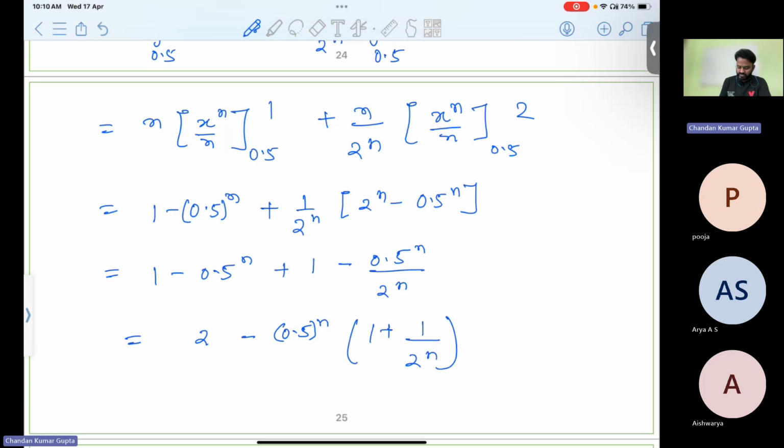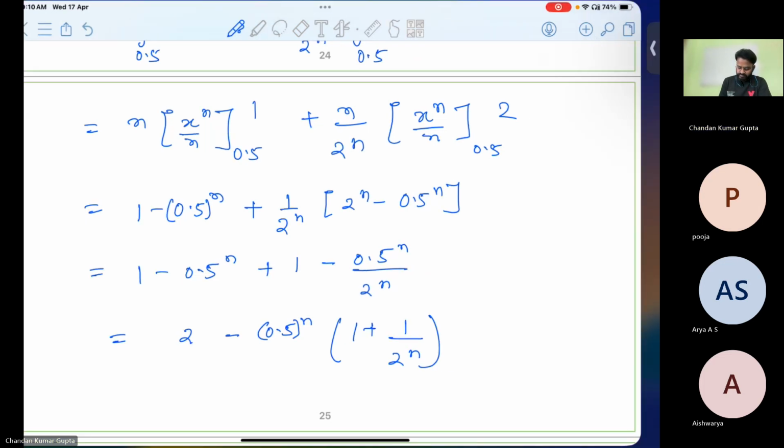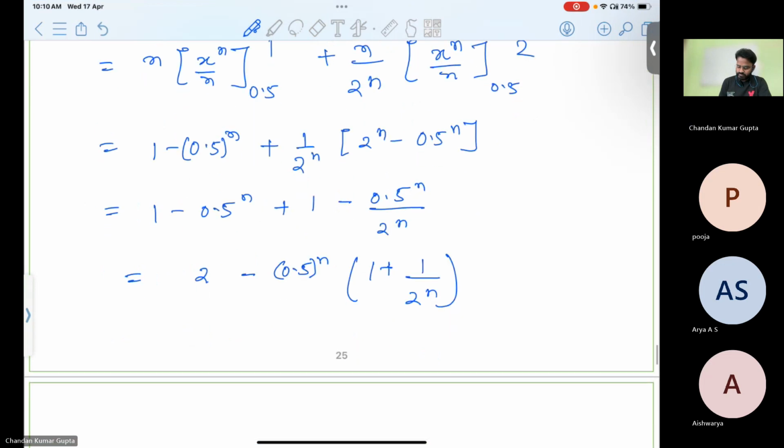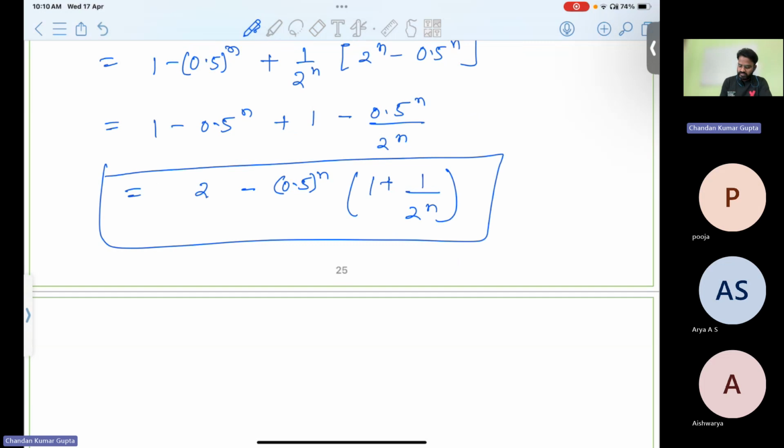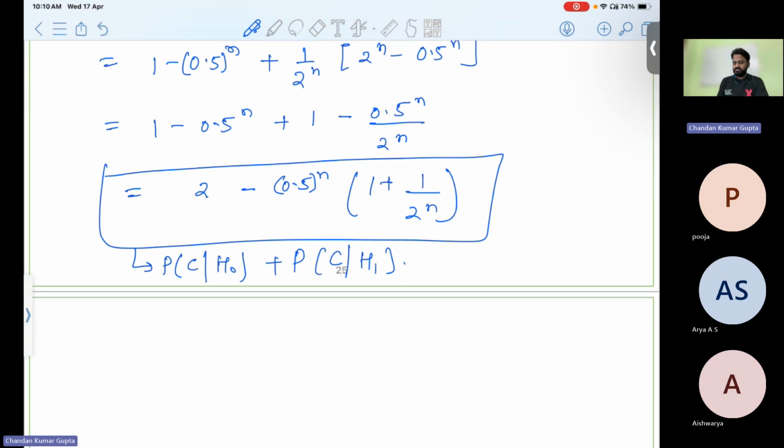You may solve this further, but this is our answer. This is nothing but the probability of C under H0 plus the probability of C under H1. You may leave it like this, or when we are given the value of n, we may give the exact numeric value as well. So these are the types of questions related to testing of hypothesis.